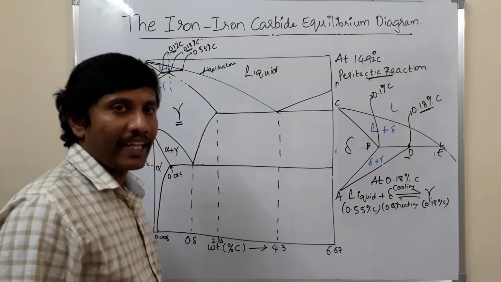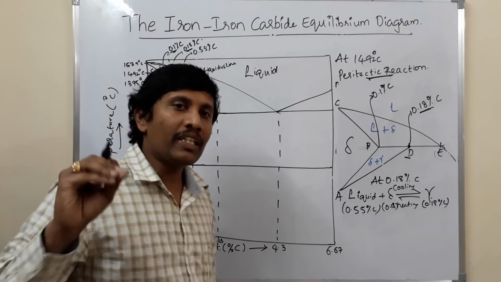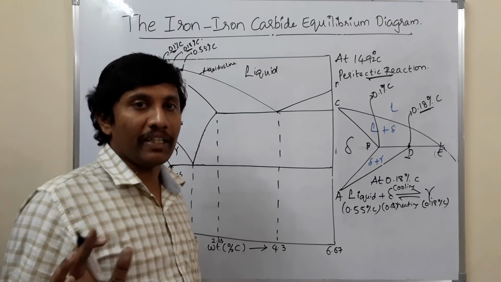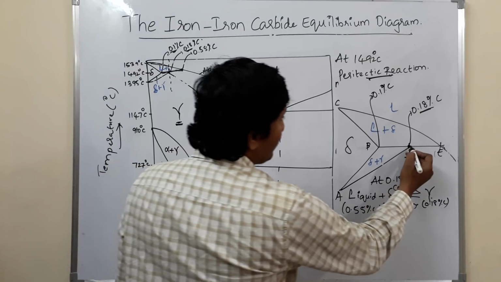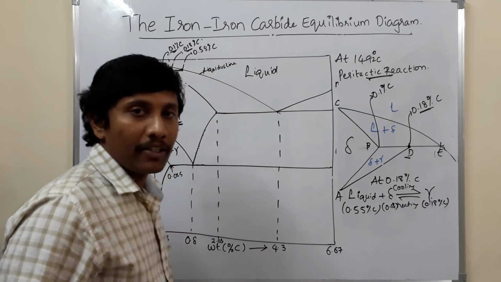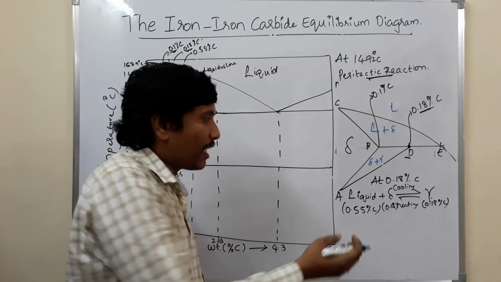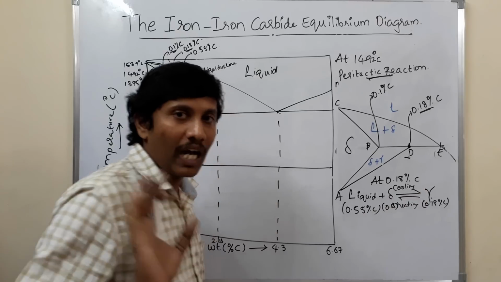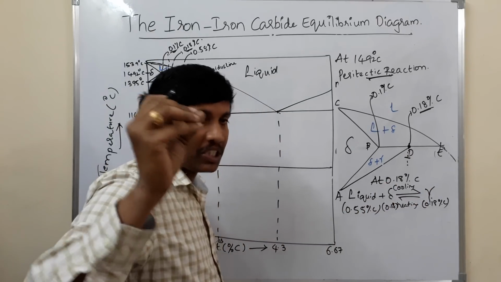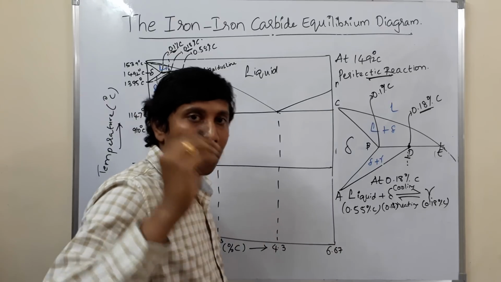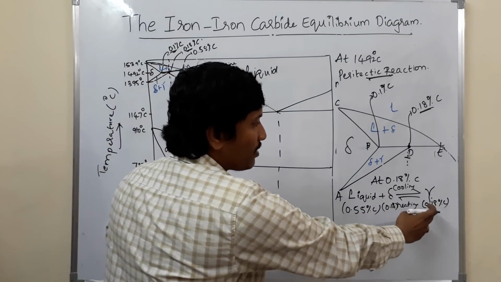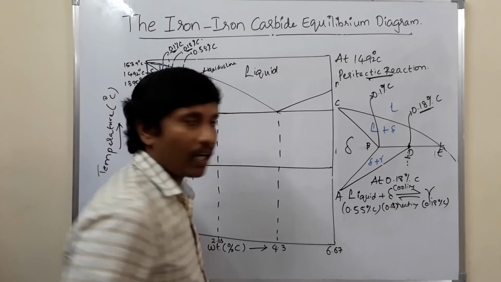one invariant reaction takes place. So why is this called an invariant reaction? Invariant reaction means degrees of freedom is 0. Okay. So at this point you are getting phase change of liquid plus delta transforming to gamma. Okay. So it occurs at a particular composition and at a particular temperature. It occurs at a particular composition of 0.18 percentage carbon, and it occurs at a temperature of how much?